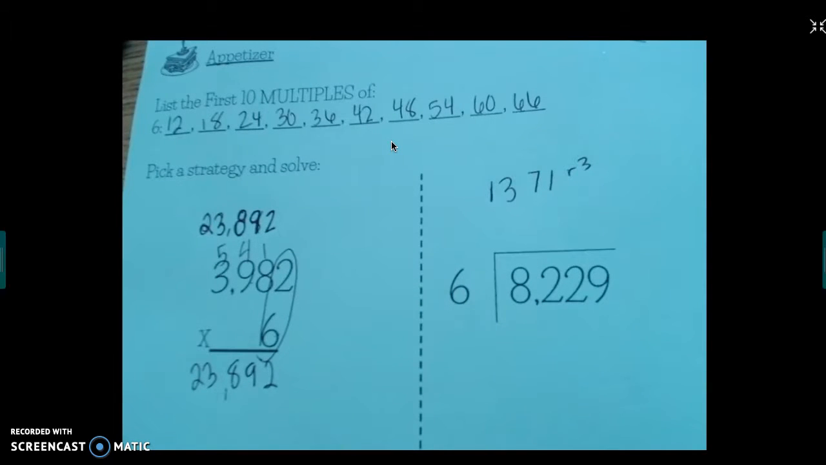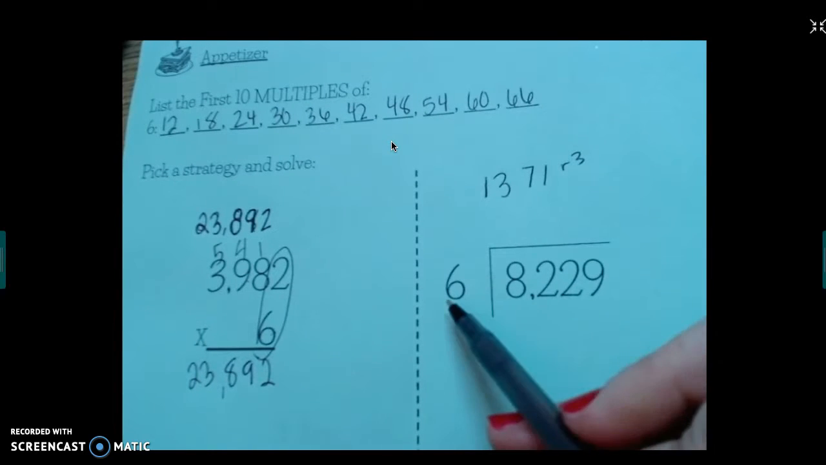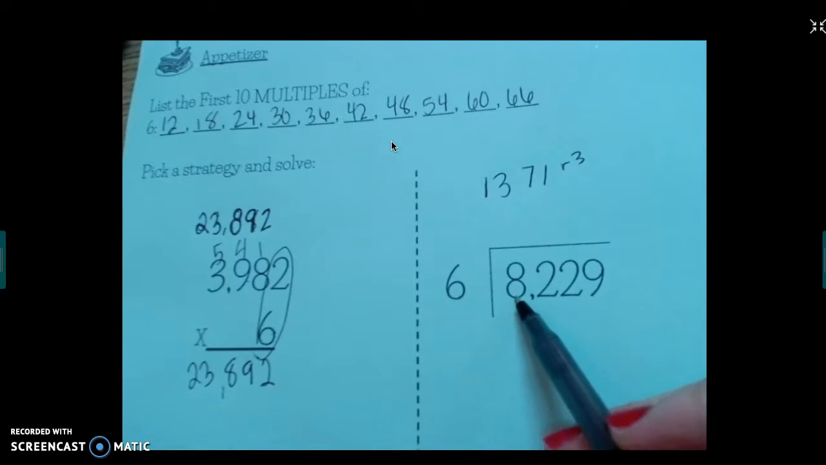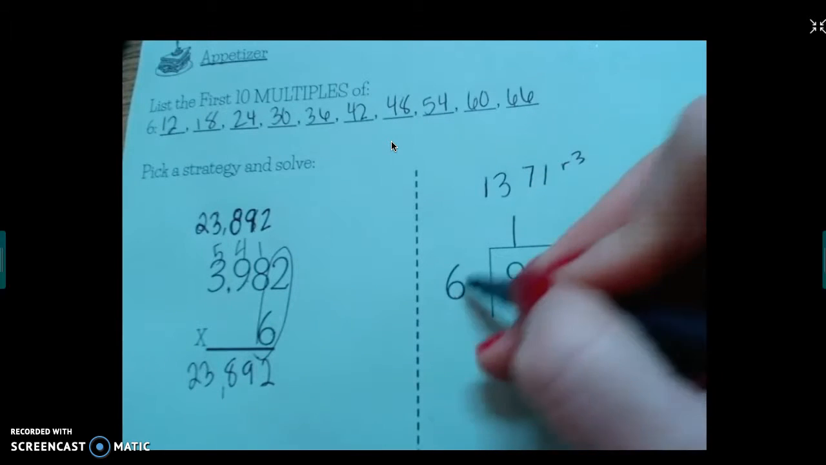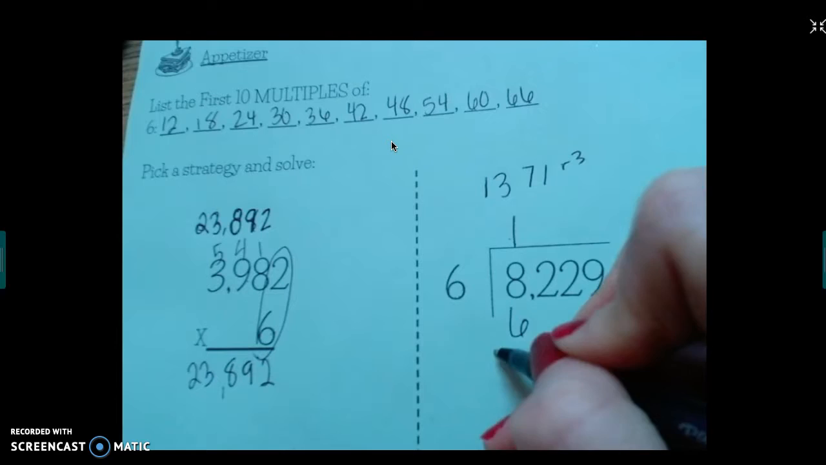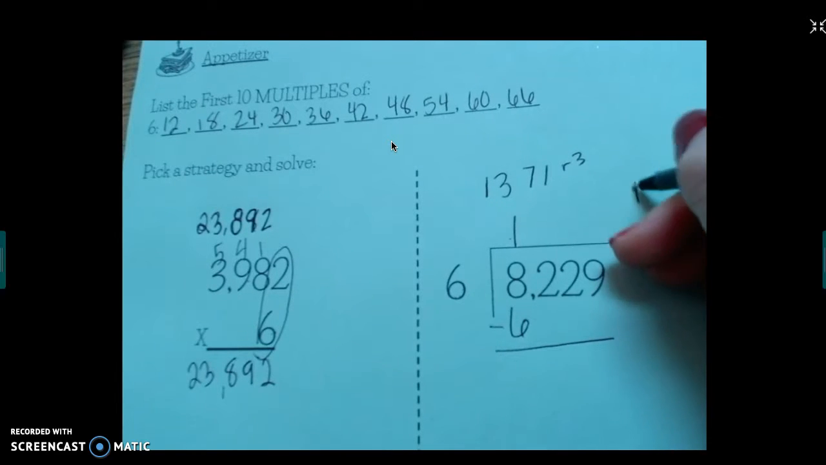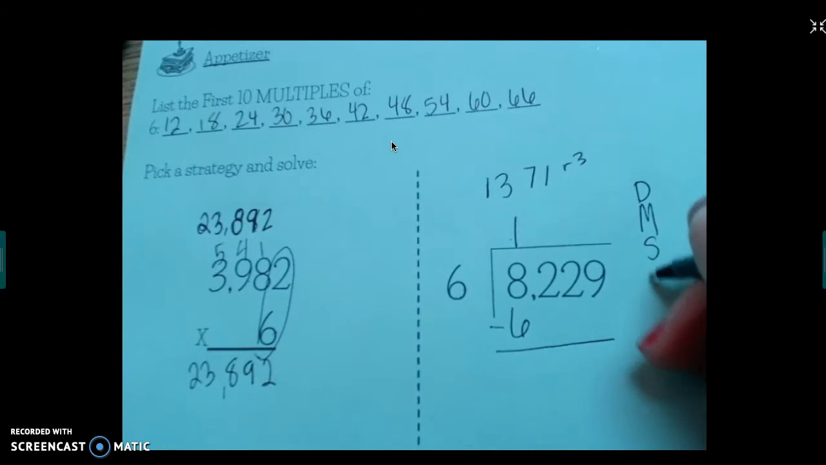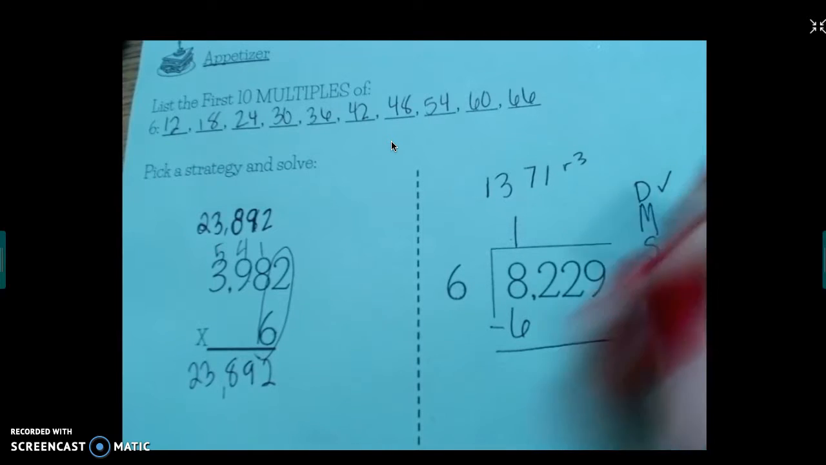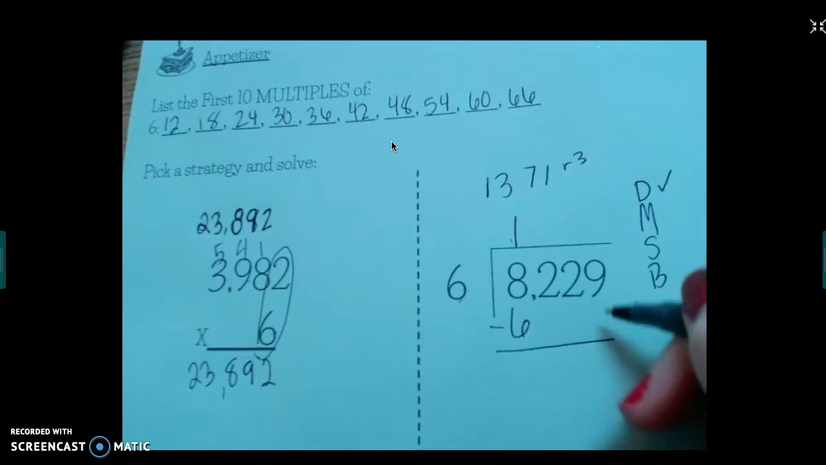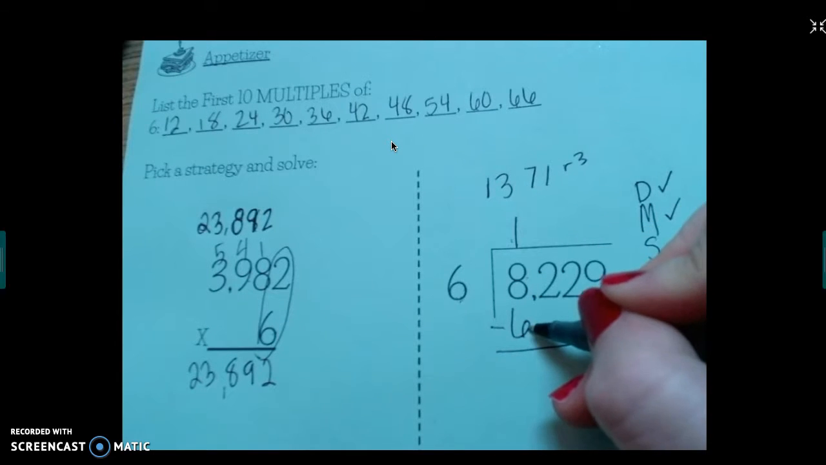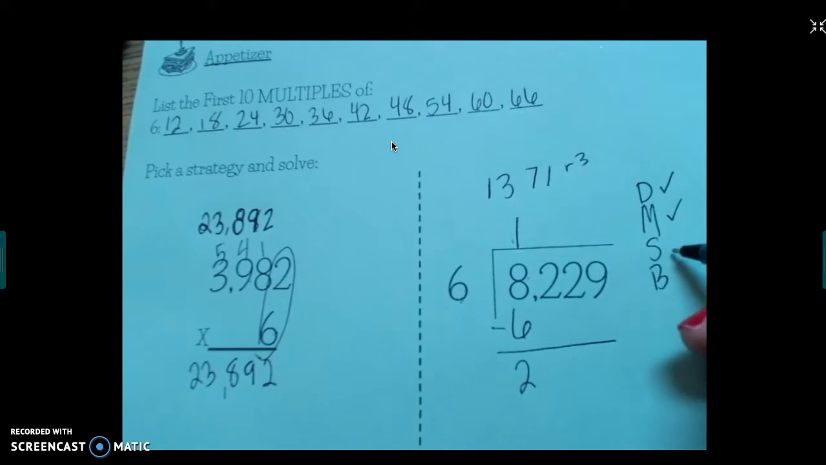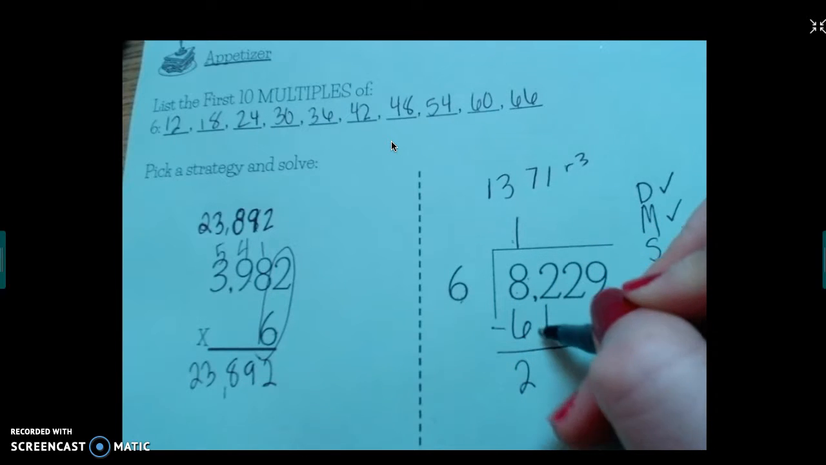Okay. Then for the division, 6 is knocking at the door. 6 goes into 8 one time. 6 times 1 is 6. So that was our divide. Now we need to multiply. 6 times 1 is 6. Write that there. Now we need to subtract. 8 minus 6 is 2. And bring down the 2.